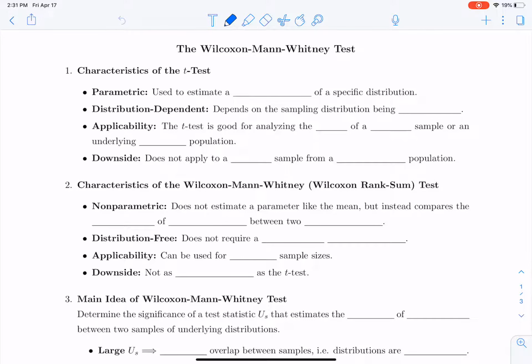This is a parametric test, meaning it's used to estimate a parameter of a specific distribution. And it's distribution dependent, meaning that it depends on the sampling distribution being normal. The t-test is good for analyzing the mean of a large sample or an underlying normal population. The downside to the t-test is that it does not apply to a small sample from a non-normal population.